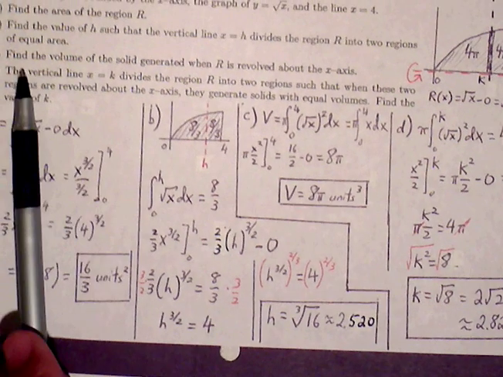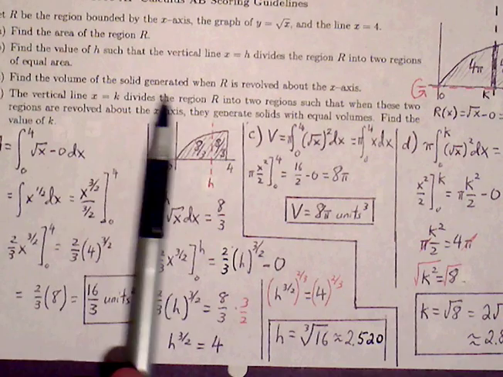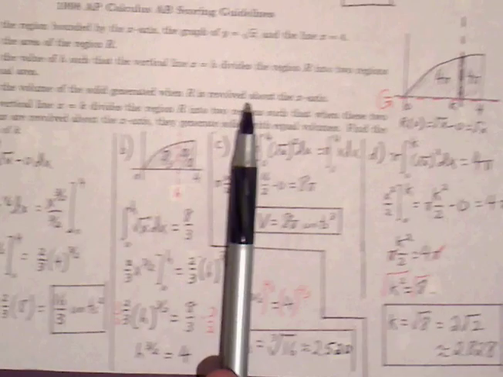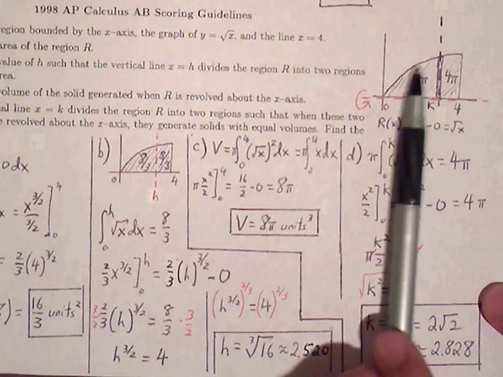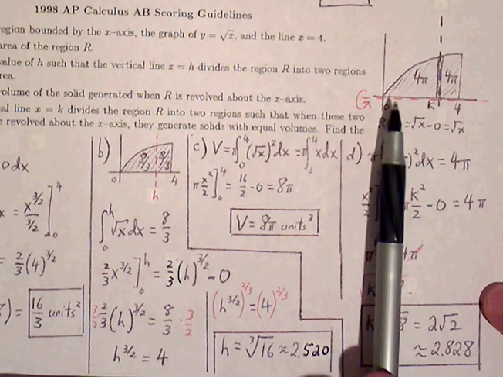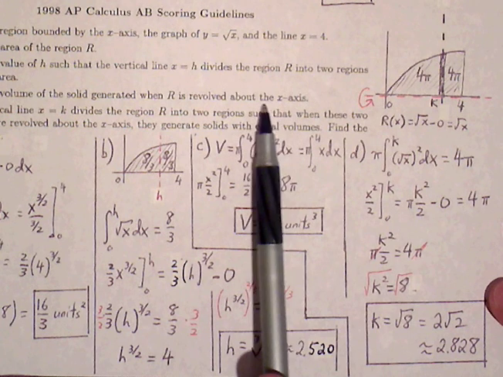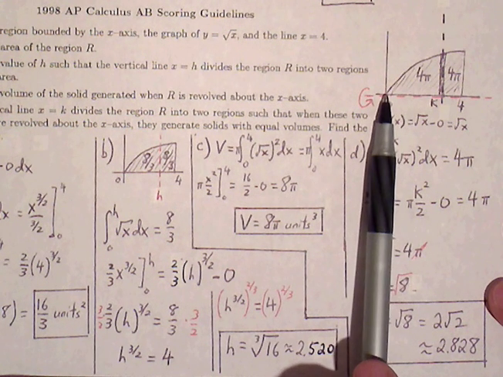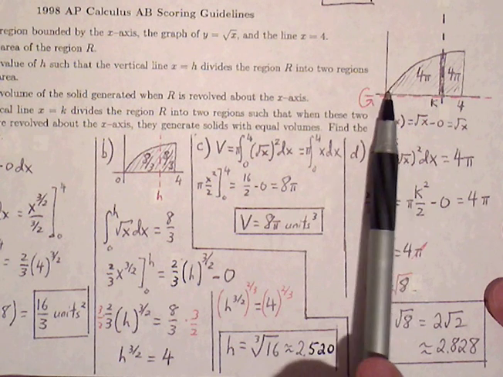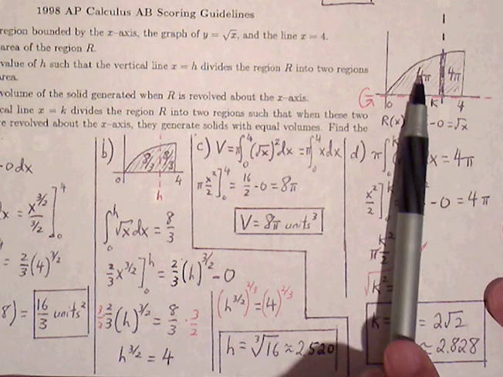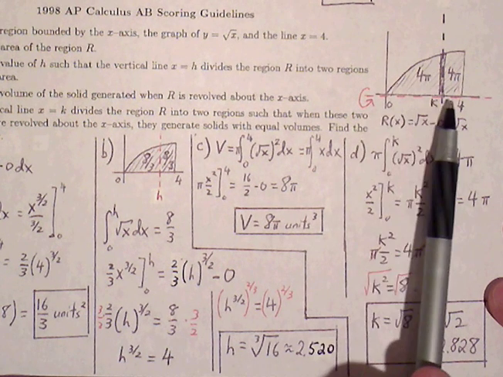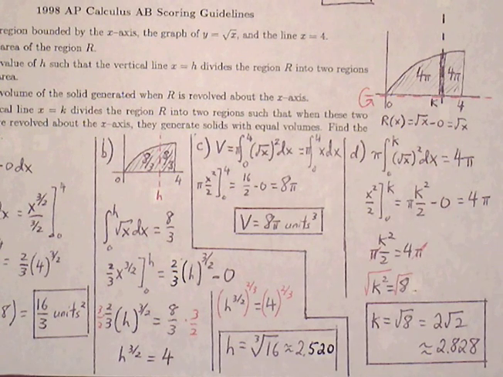Part C, find the volume of the solid generated when R is revolved about the x-axis. So we have the same shaded region between 0 and 4, and we want to find the volume of the solid. We see that there's no gap between the shaded region and the axis, so we can go through this method.